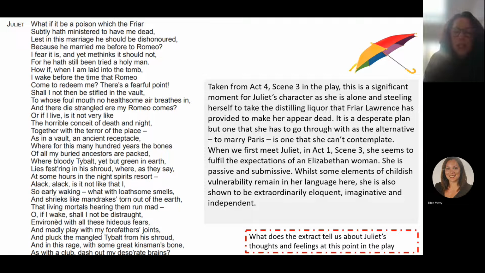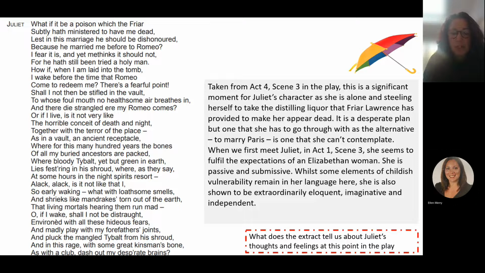So hopefully you have an idea that this particular extract is taken from Act 4, Scene 3. And this is a significant moment for Juliet's character as she is alone and she's steeling herself to take the distilling liquor that Friar Lawrence has provided to make her appear dead. This is a desperate plan, but one that she has to go through with, as the alternative, to marry Paris, is one that she just cannot contemplate.